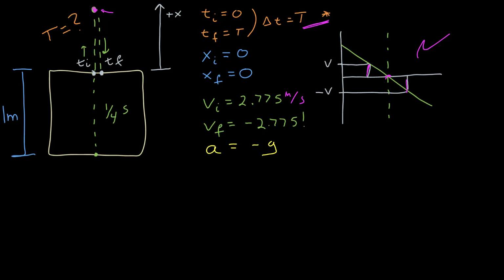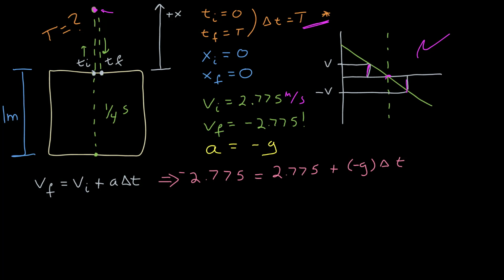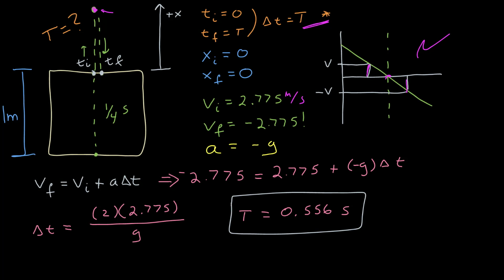Well, we know everything about this problem now except the time interval, so I just grabbed probably the simplest relationship where the final velocity is equal to the initial velocity plus the acceleration times time. If I put in those values of the velocity and the acceleration, I get this. And now I'm going to bring that 2.775 to the other side, where we have a negative twice that then, and then divide both sides by negative g. The negatives cancel, and now I can plug that into my calculator, and I get the time interval to be 0.556 seconds. Is that reasonable?